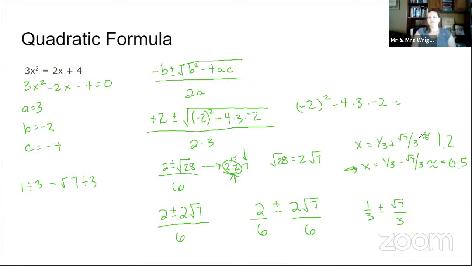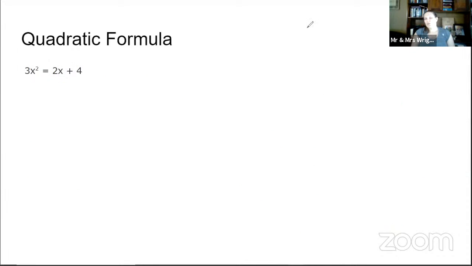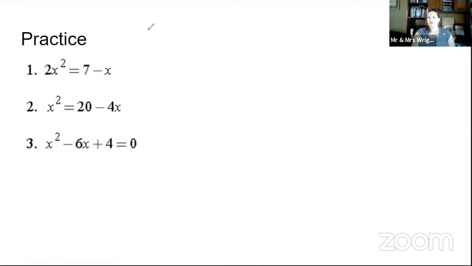So my exact answers are right here, circled, and the approximate answers are right here. You will be asked for both in future work, both the exact answer and the approximate. So you need to know how to find those. All right, here's another one. 3x squared minus 2x minus, this is the same one we just did. All right, on to practice. Go ahead and pause this, do it on your own, and come back.